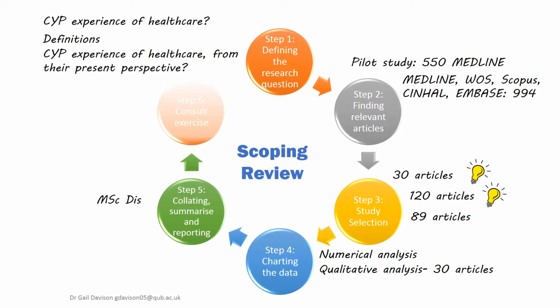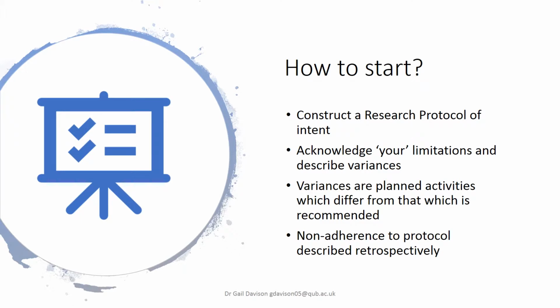Because I completed this for a master's dissertation, it wasn't possible for me to analyse all 89. So I ended up taking out the quotations from only 30 articles, and this is acknowledged as a limitation. This led me to present the findings within my master's dissertation, which you can access on ResearchGate. So how will you start embarking on your scoping review?